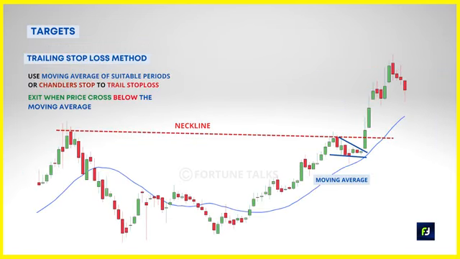Now the second method is to use moving averages to trail your stop loss and ride big trends. So in a trending market, the price can remain above the moving average for a long period of time, and you will only exit when the price closes below the moving average.